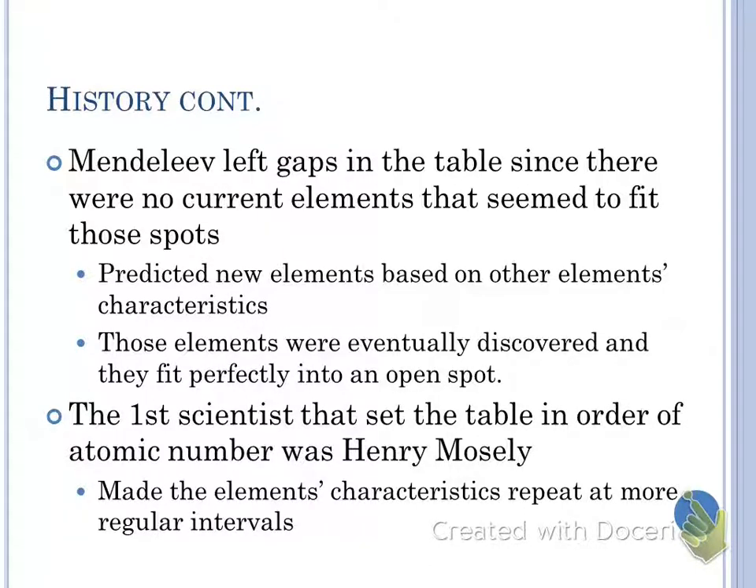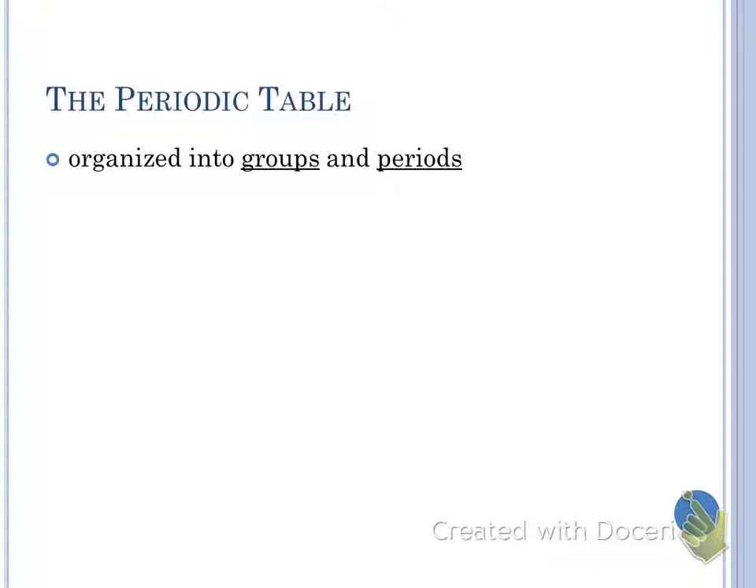It allowed these element characteristics to repeat at more regular intervals. Okay, and it allowed us to show that these elements really do act similarly, and these elements really do act similarly. So rather than just kind of grouping them together like Mendeleev did, he put them in order of atomic number, and then laid them out so that we could see really repetitive patterns about characteristics. Into groups and periods, okay, otherwise known as columns and rows.